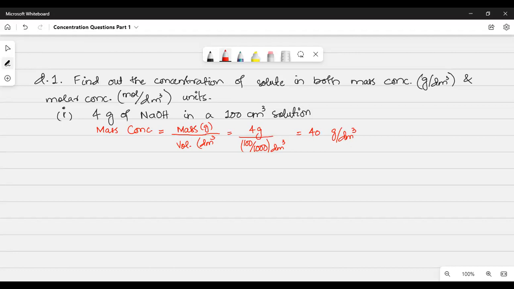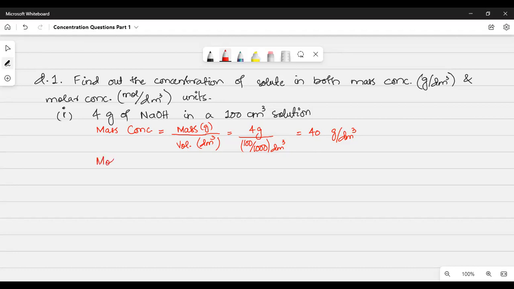Clear enough? It's pretty easy. Take the mass, put it as numerator, take the volume, put it as denominator, but you need to take the standardized units. So if any conversions are required, you may do the conversions as a prerequisite. Move on with the question, you get your answer.